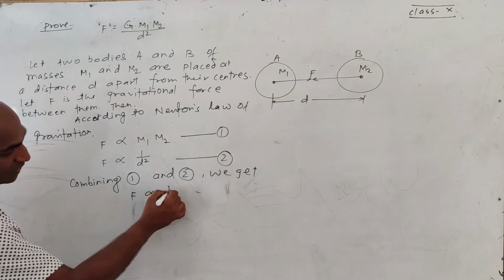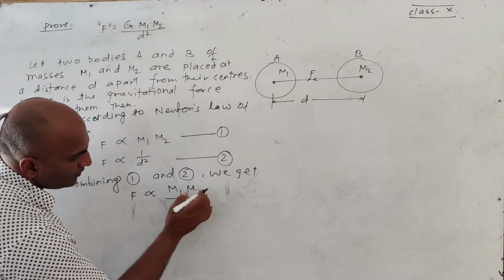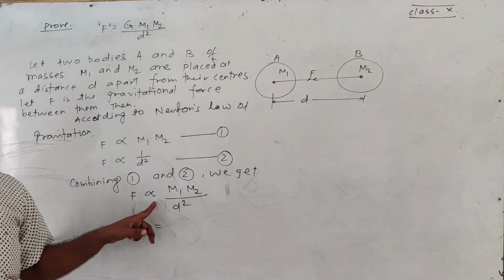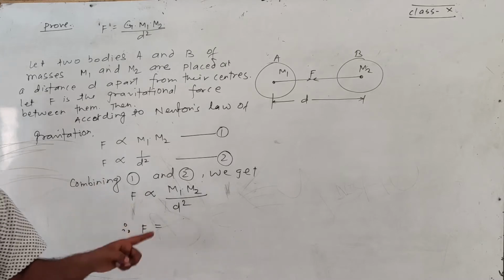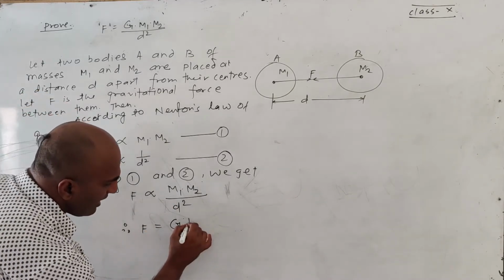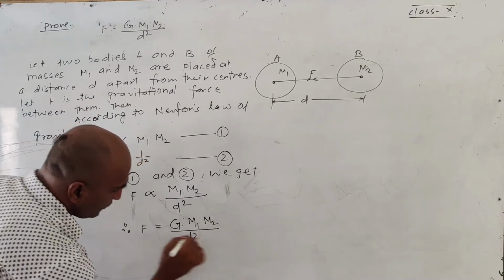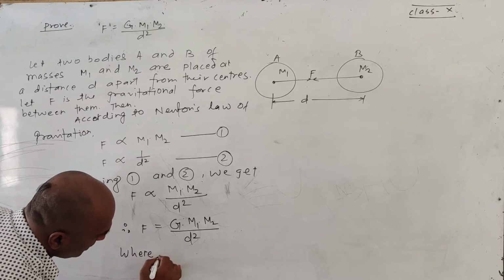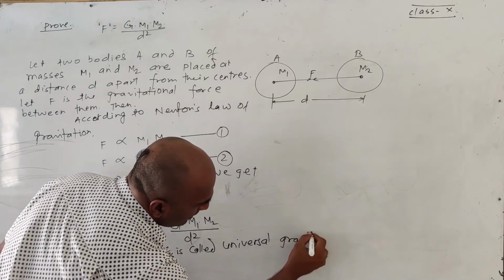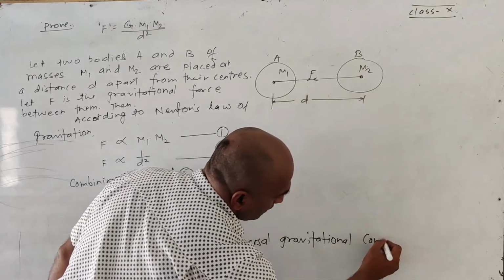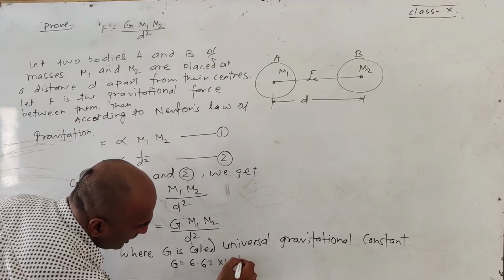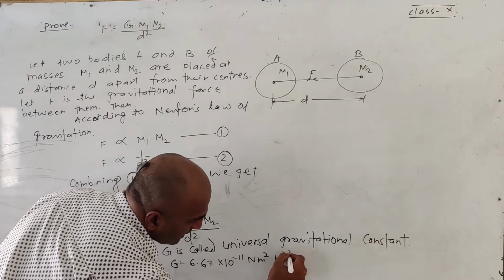F is directly proportional to the product of the masses and inversely proportional to the square of the distance. Therefore, to convert the proportionality sign into an equality sign, you have to add a constant. Capital G, the universal gravitational constant, is used, so F equals G m1 m2 by d square. Its value is constant all over the universe, and G equals 6.67 into 10 to the power minus 11 Newton meter square per kg square.